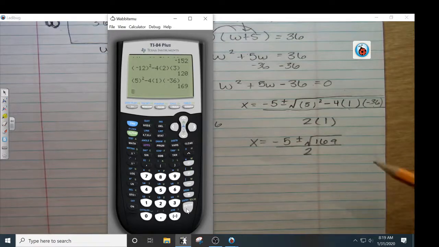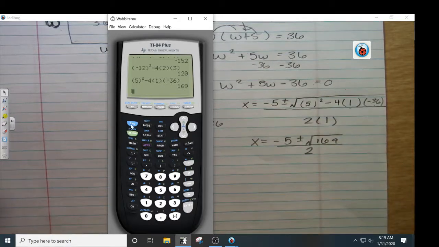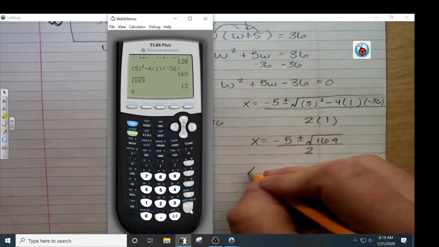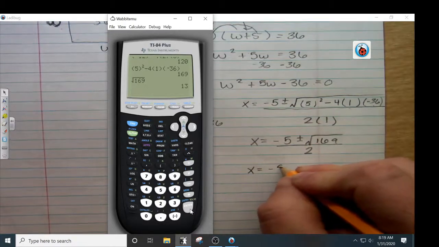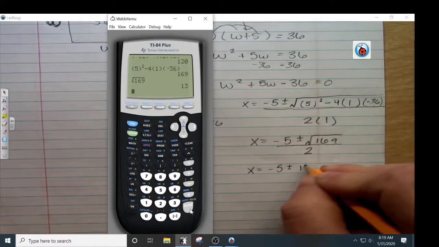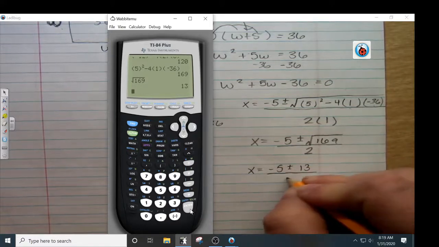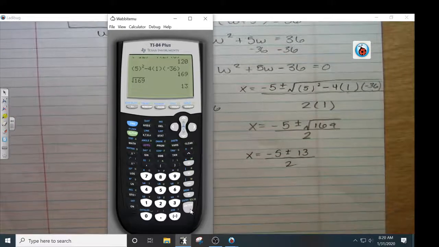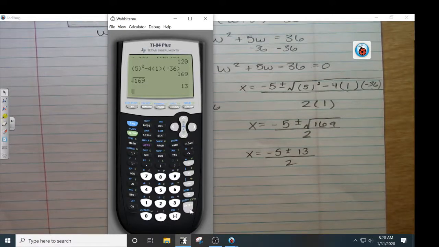Now, the next thing we need to do is see if this is a what? Perfect square. Okay, so now let's do that. Square root of 169, that should be 13. So there you go. So now it's going to be x equals negative 5 plus or minus 13 over 2. Everybody pretty good with that?